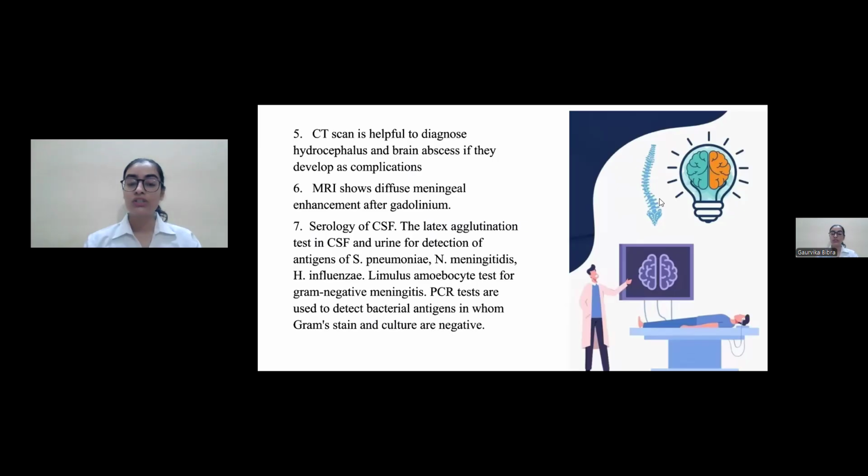Then there will be serology of the CSF. In that, we'll see the latex agglutination test in the CSF and urine, and we'll detect the antigens for S. pneumococcal and N. meningitidis or H. influenzae. We could do that as well. Then PCR tests are also commonly used to detect bacterial antigens, since gram stains and cultures are almost always negative.